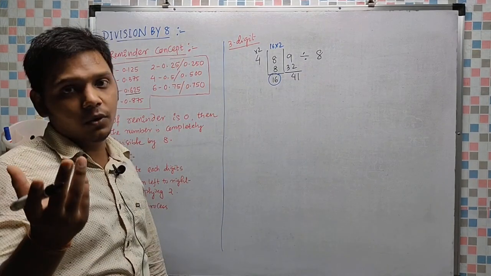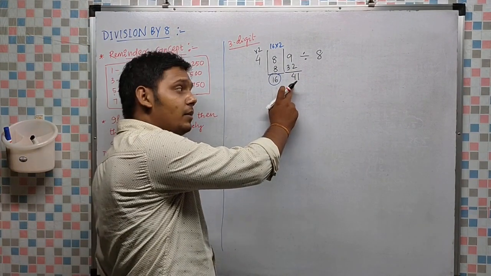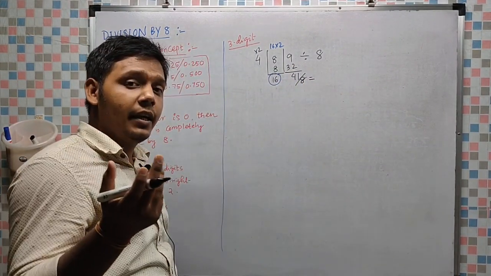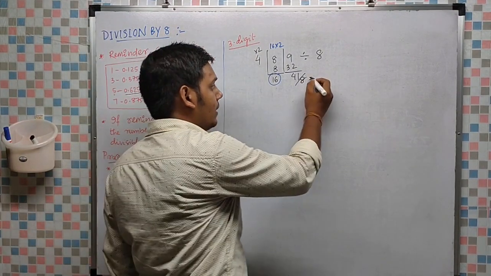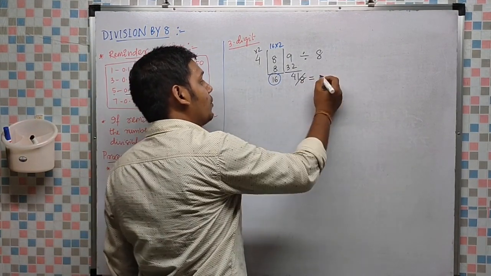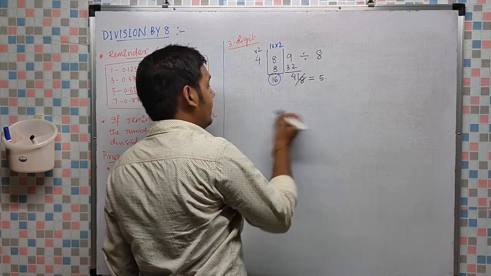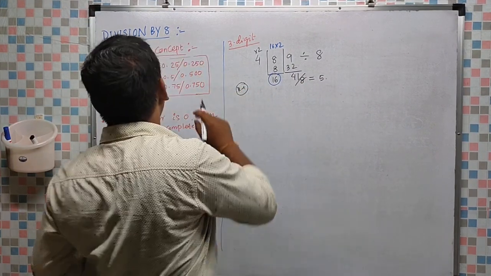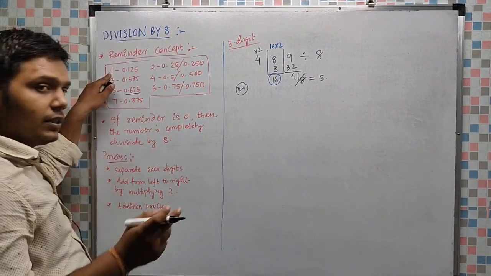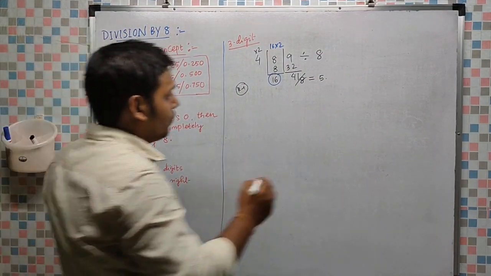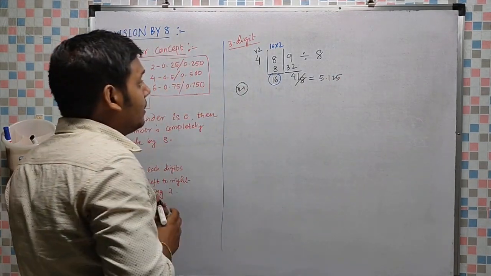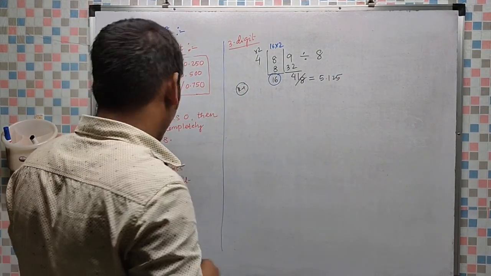That's because after 9 no digits are there. So 41 is the final sum, and 41 by 8 we have to do. So how many times can I take 8 in 41? 5 times I can take. 8 5s are 40. So 5 I write here. That means the remainder is 1 here. Remainder 1 means 0.125. If the remainder is 1, you can see clearly this is 0.125. So 0.125. Now how do I have to write the answer? Means what will be the answer?